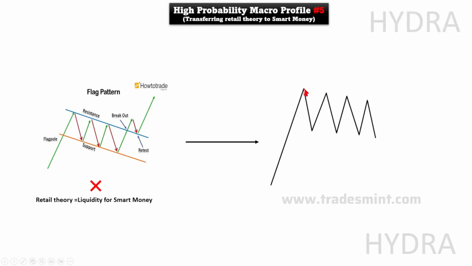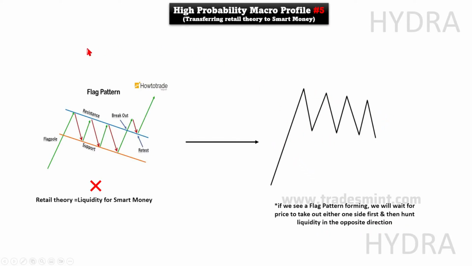So we have our flag forming here. What a flag basically is, if you don't have any idea about it, is that price is trending higher, then it's just consolidating here, right? So if we see a flag pattern forming, we will wait for price to take out one side first and then hunt liquidity in the opposite direction. Just as I taught you guys in the first macro profile, do you remember? There I showed you how to trade the relative equal high and low. We wait for price to clear out one side and then hunt the opposite direction. The same thing here. But what the retails are doing, look carefully.